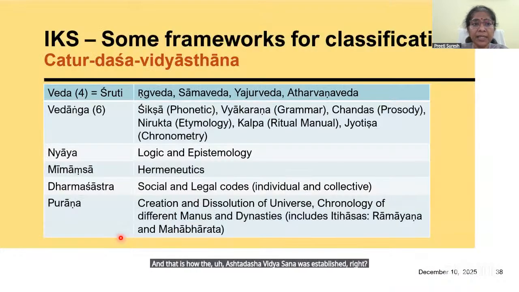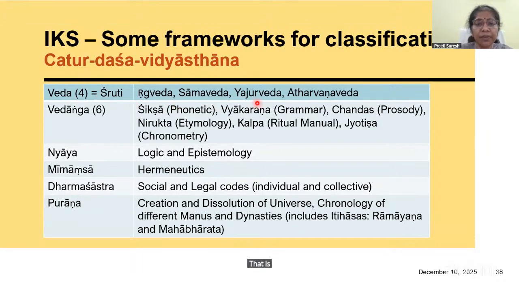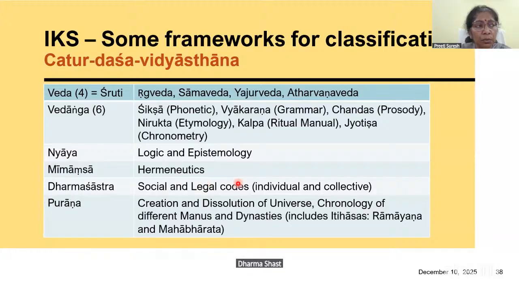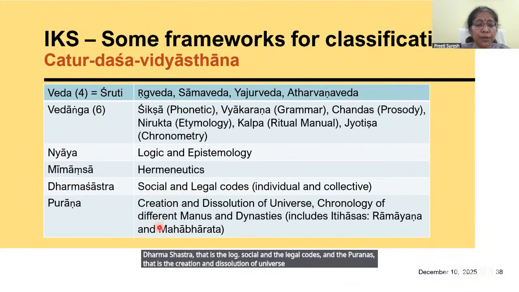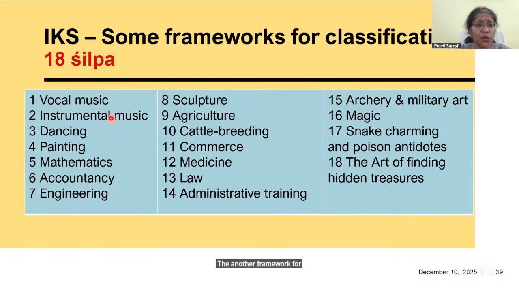Right now, in these Chaturdasha Vidyasthanas there are the four Vedas, which were transmitted as part of the Shruti Parampara, that is the Rig Veda, Sama Veda, Yajurveda, and Atharva Veda. Then six Vedangas: Shiksha, Vyakarana, Chandas, Nirukta, Kalpa, and Jyotisha. Then Nyaya, that is logic and epistemology. Then Mimamsa, that is hermeneutics. Dharma Shastra, that is the social and legal codes. And the Puranas, that is the creation and dissolution of the universe, the chronology of different Manus and dynasties, including the Itihasas, that is Ramayana and Mahabharata.